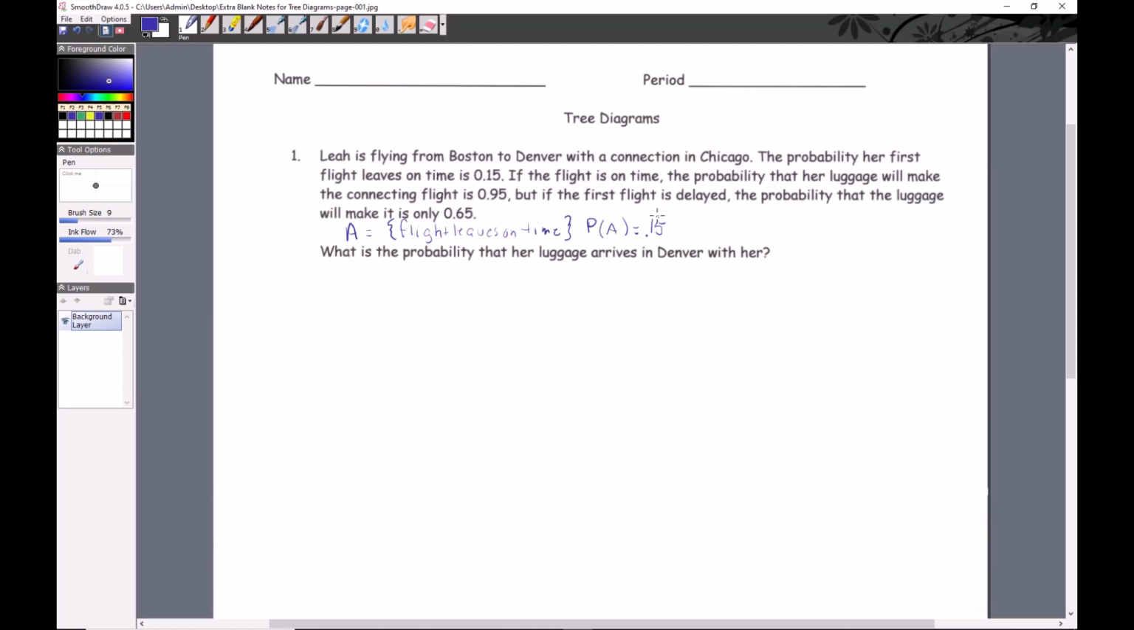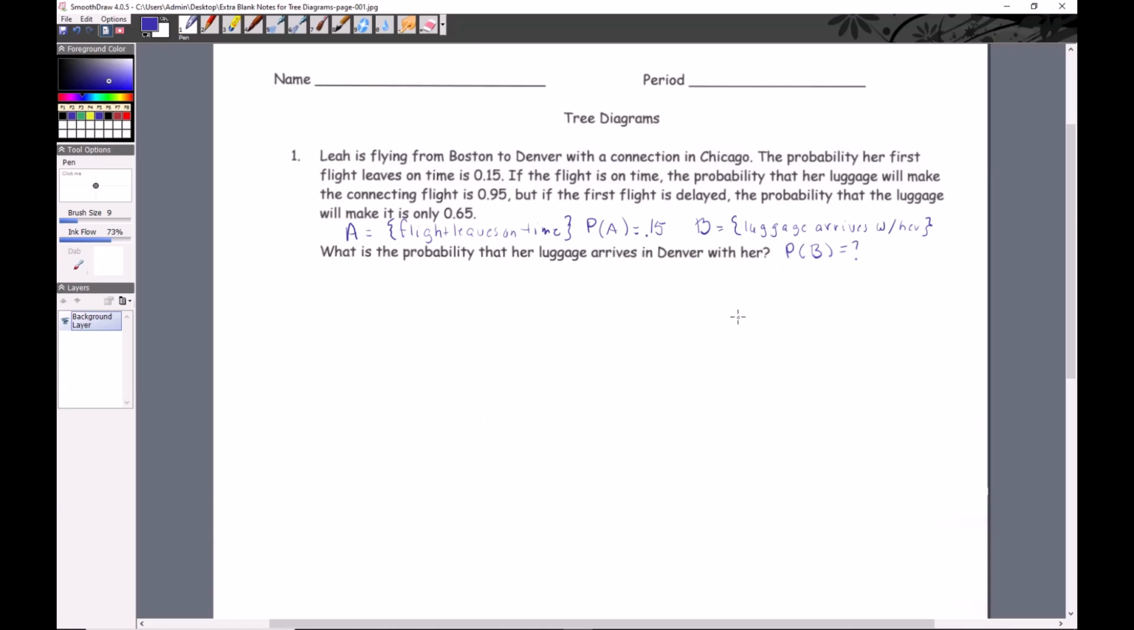So if the flight is on time, the probability that her luggage will make the connecting flight is 0.95. But if the first flight is delayed, all right, another conditional, the probability that the luggage will make it is only 0.65. Well, those two conditionals share the same event, and that is that the luggage arrives with her. So let's call that event B. All right, so event B is that the luggage arrives with her. And guess what? We don't know what that probability is. We have some conditionals, but we don't actually know what the probability of B is. In fact, what is the probability that her luggage arrives in Denver with her is the probability of B. They're actually asking us for it.